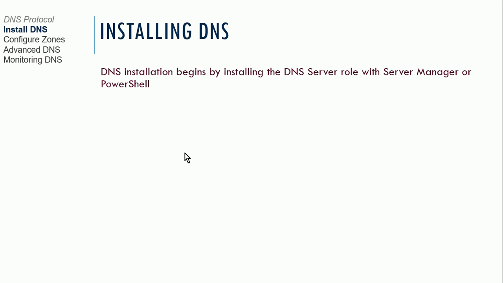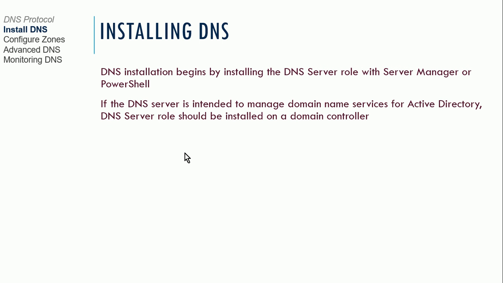To install DNS, it begins by installing the DNS server role within the Server Manager or PowerShell. You probably remember this from when we installed Active Directory, because this is a prerequisite to installing Active Directory. You have to have a DNS server somewhere on your network in order to run Active Directory, which we just learned why. So the DNS server is intended to manage domain name services for Active Directory. Then the DNS server role should be installed on a domain controller. In other words, if you are going to be using DNS within a domain, then the DNS server should be, or has to be, installed on a domain controller.